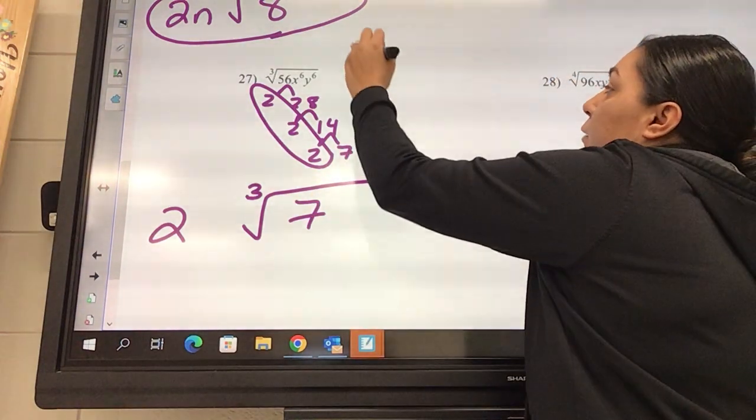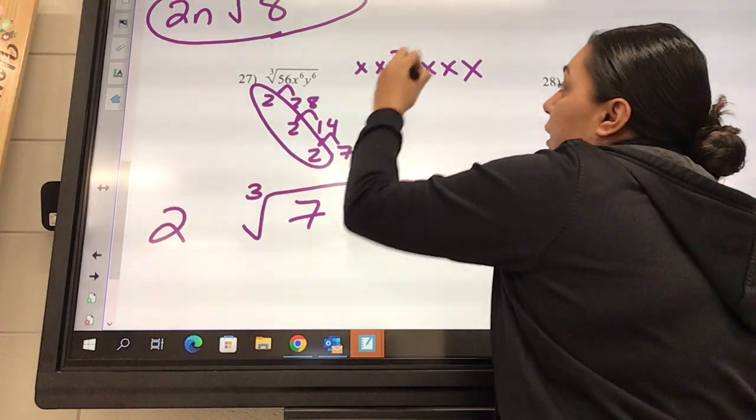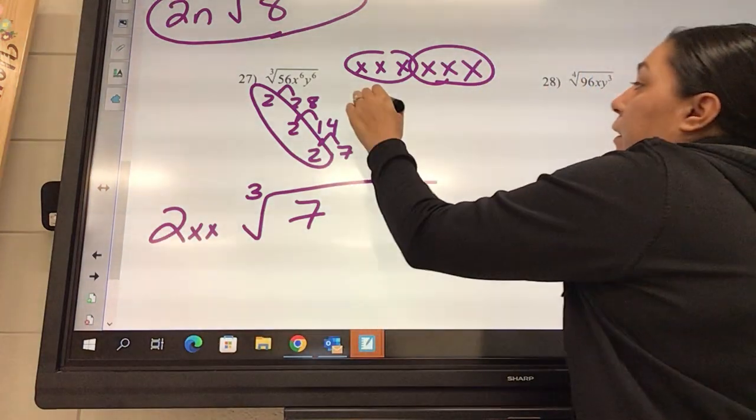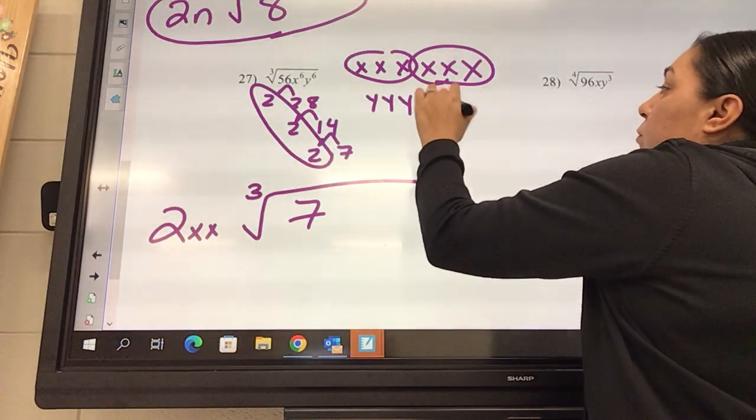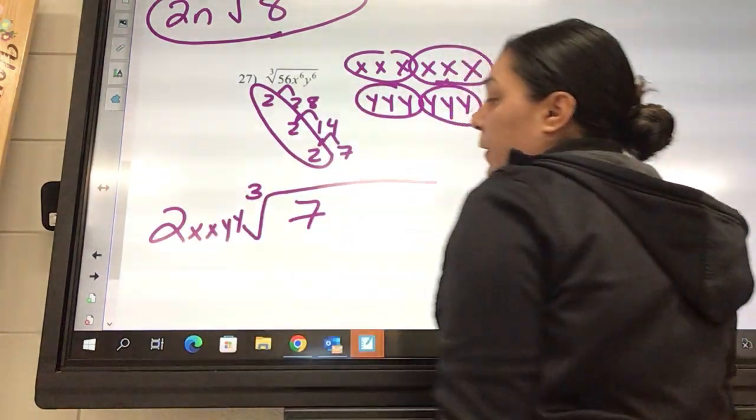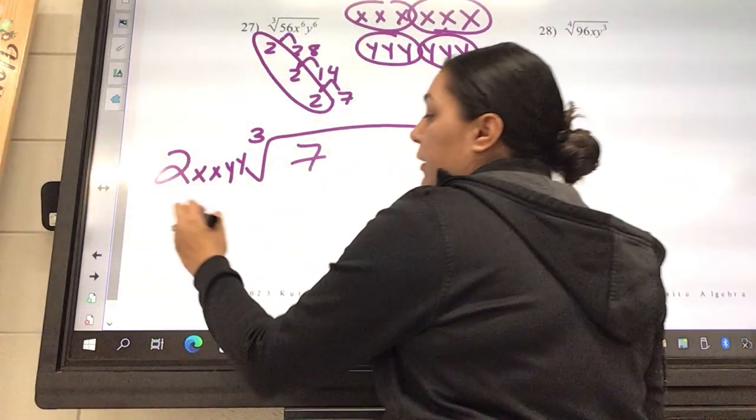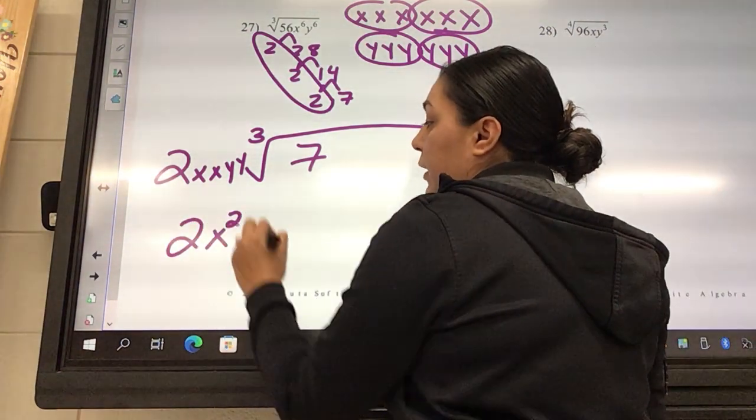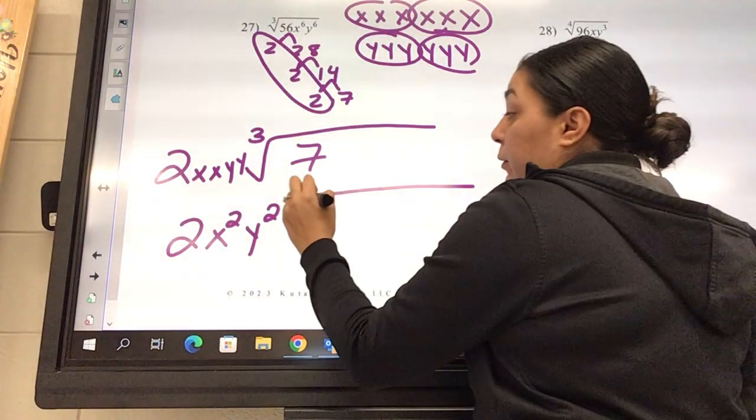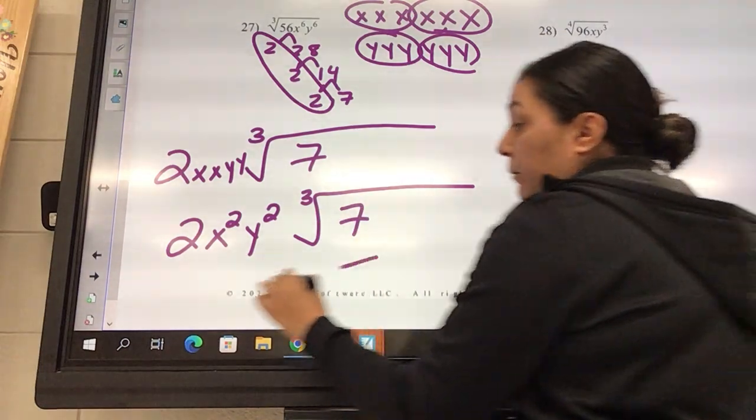For the x's, I got 1, 2, 3, 4, 5, 6. So I can take 2 groups. So we're going to get xx. And then we got 6 y's. Same thing, I can take 2 groups. And again, we're not going to leave it like this, so it's going to look like 2x squared y squared, cube root of 7.